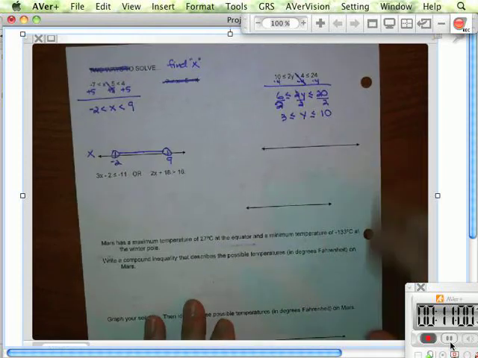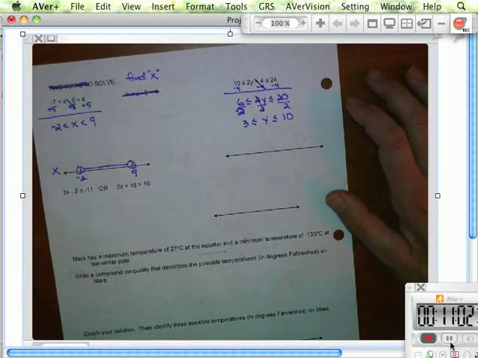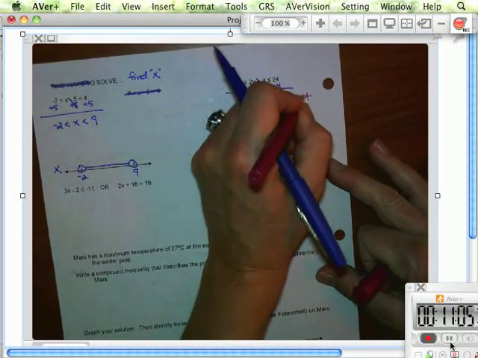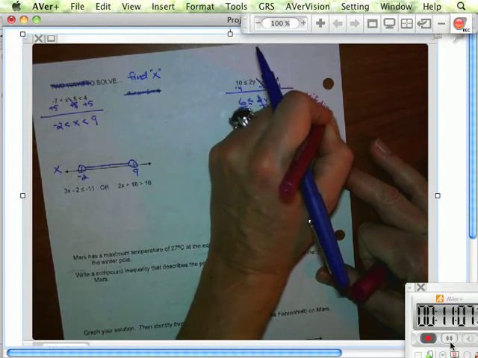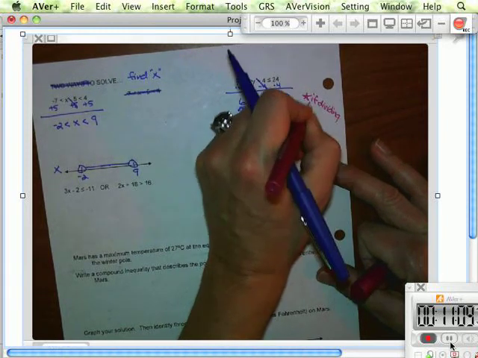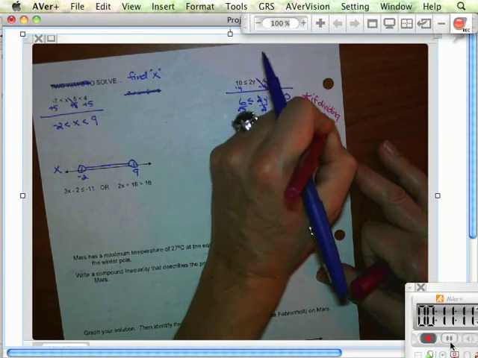Okay? Make a note to yourself. If you were dividing by a negative, you would have to flip the inequalities.